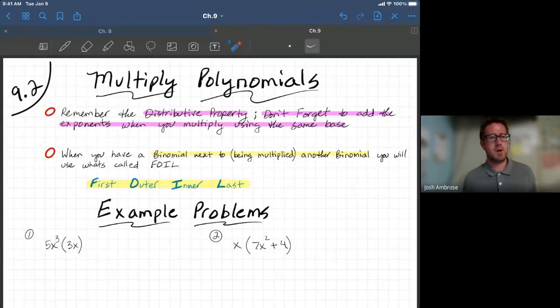All right, Algebra 1. Welcome back, guys. We are in Section 2 today. Chapter 9, Section 2, all about multiplying polynomials.